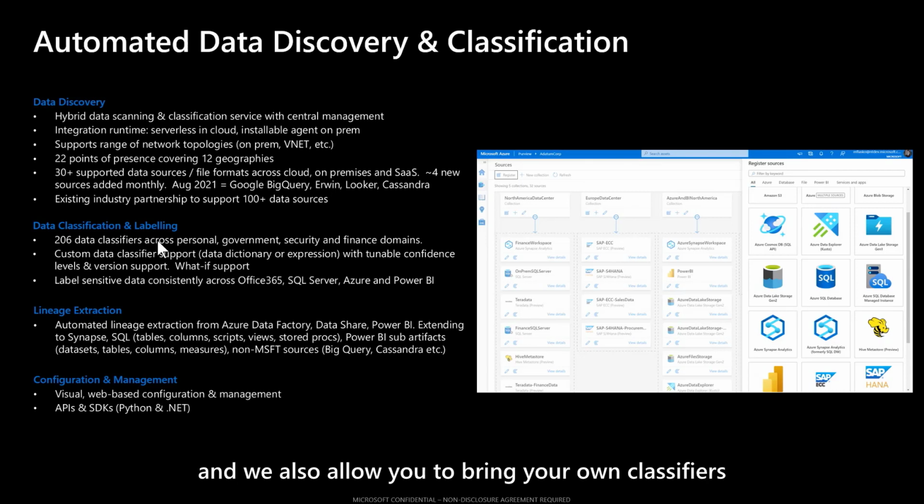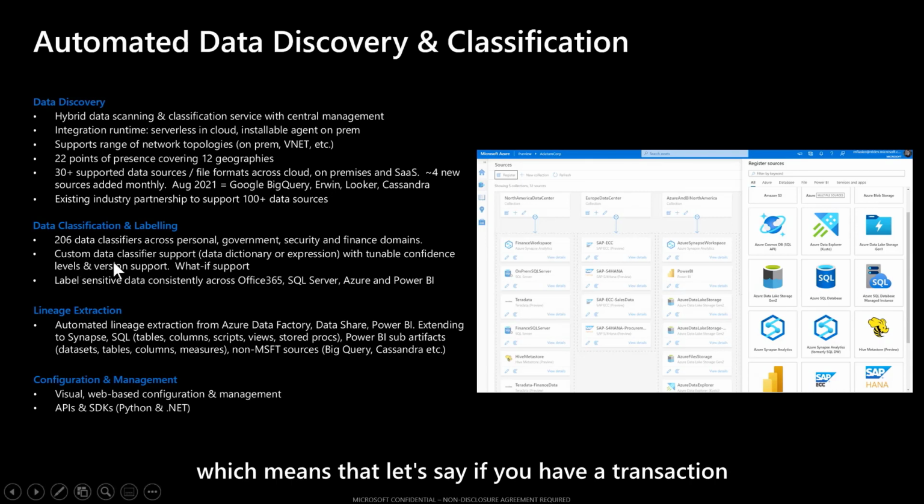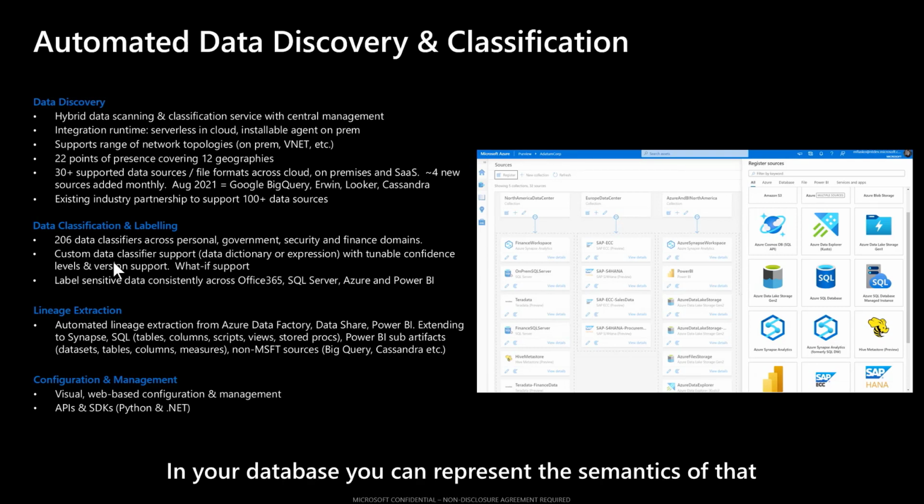And we also allow you to bring your own classifiers as well, which means that, let's say if you have a transaction ID column in your database, you can represent the semantics of that using a regular expression. Or you could throw us a data dictionary with a set of values. And if we detect those values, we can essentially apply that classification onto your assets in the map. And for us, everything is an asset, whether it's a SQL Server table, a Cosmos DB collection, or an Oracle instance, everything is an asset for us.